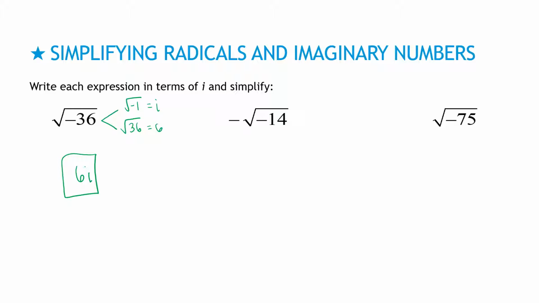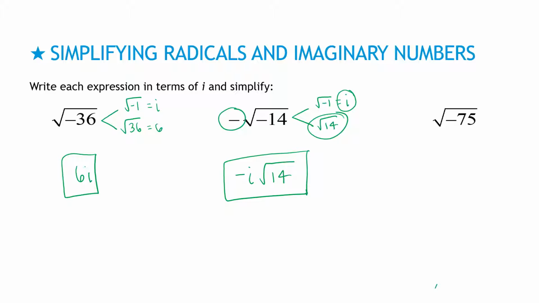For my next one, negative radical negative 14. So negative 14 is negative 1 times 14, and I could break 14 into 7 and 2, but again, that doesn't help because 7 is not a perfect square and neither is 2. So really, I'm just dealing with a negative i radical 14, because I can't simplify radical 14 any further.